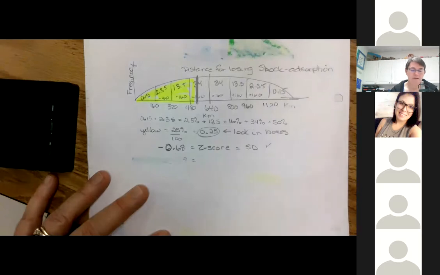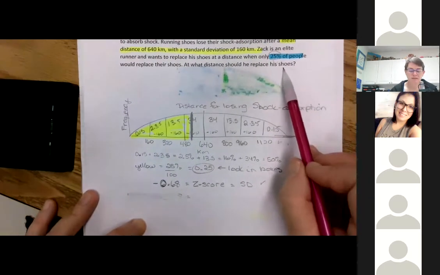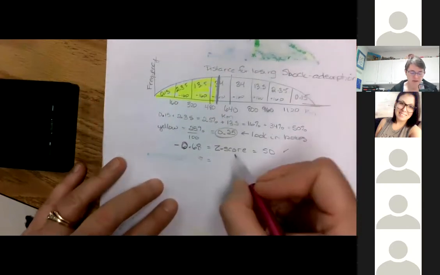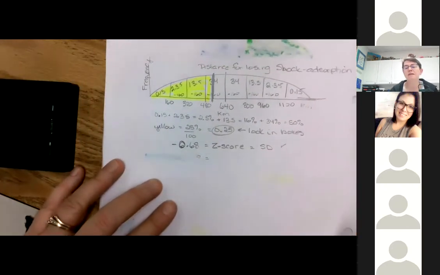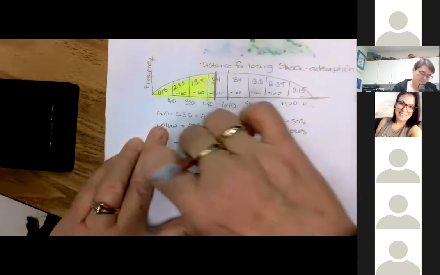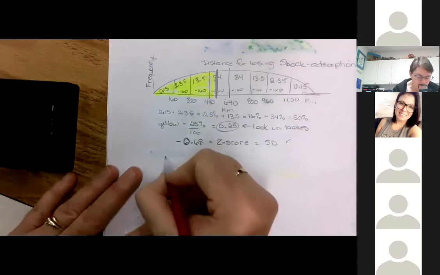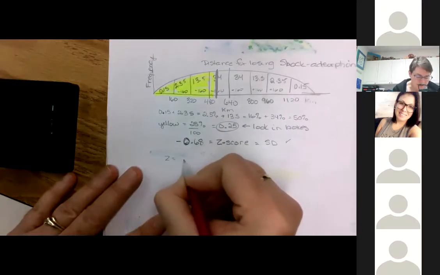But our question is asking about the distance. So we have a z-score and we need to convert that into a distance. Well, I'm not sure how to do it, but let's use our z-score formula and maybe it's going to help us.